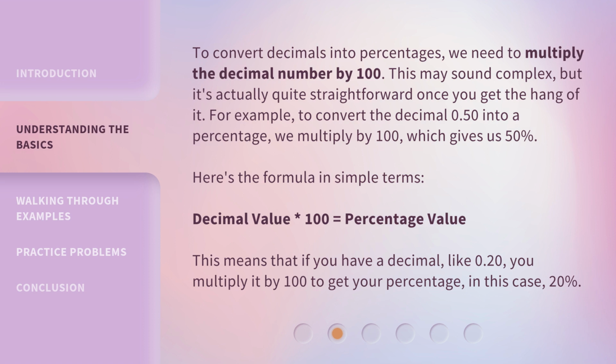Here's the formula in simple terms. Decimal value times 100 equals percentage value. This means that if you have a decimal, like 0.20, you multiply it by 100 to get your percentage, in this case, 20%.